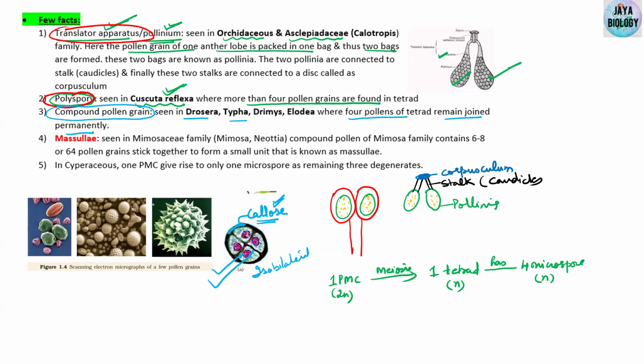Clear? Now, another is, this is again a PMT question. Please, this is a PMT question, very important. In Cyperus, one PMC will give rise to only 1 microspore and the remaining 3 will degenerate. So I think this is clear. Another exception, you can learn Massulae. It is seen in the Mimosa family. Compound pollen contains 6 to 8 or 64 pollen grains. They stick together to form one small unit that is known as massula. So this is one very important topic, and I think the concept might be very easy for you.